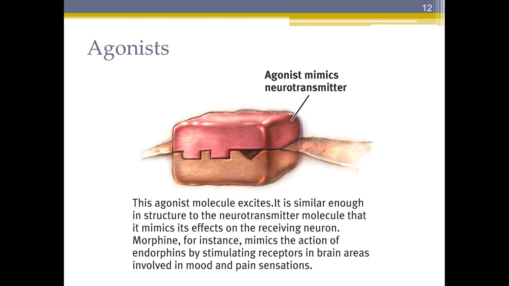So an agonist excites much in the same way as the original neurotransmitter would. It doesn't block the information, it still sends on the signal. And so we see that it acts much the same way. For example, morphine acts as an agonist for something like the endogenous opiates that we have in our brain.